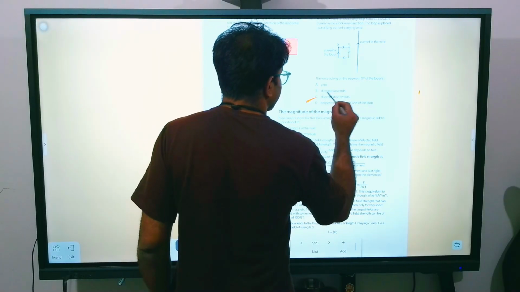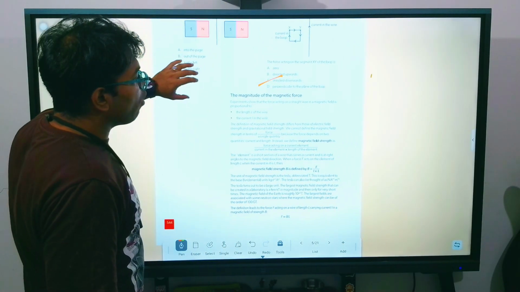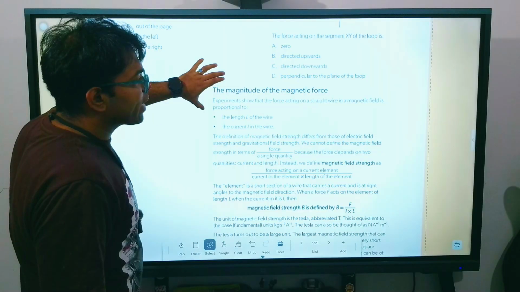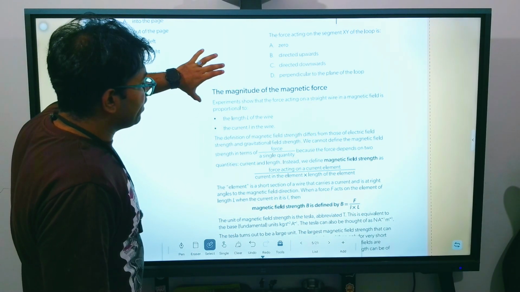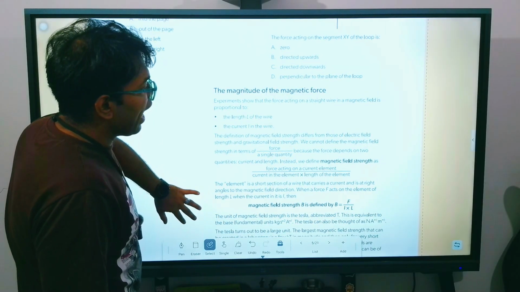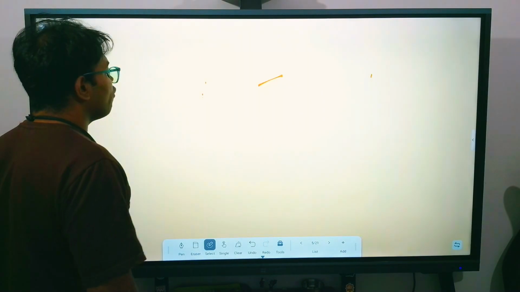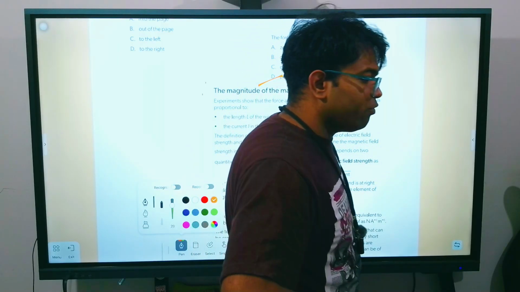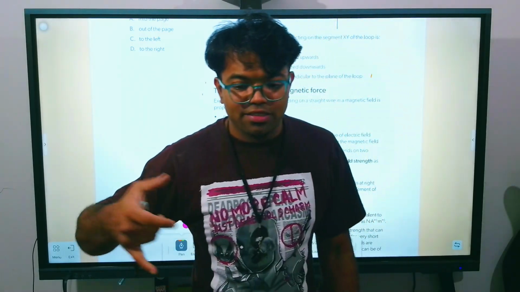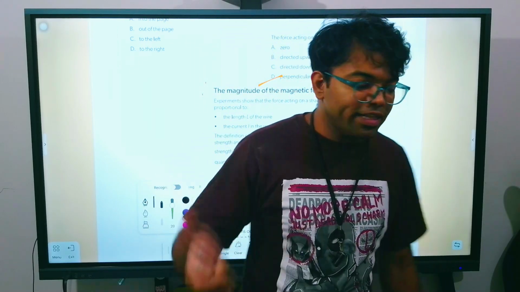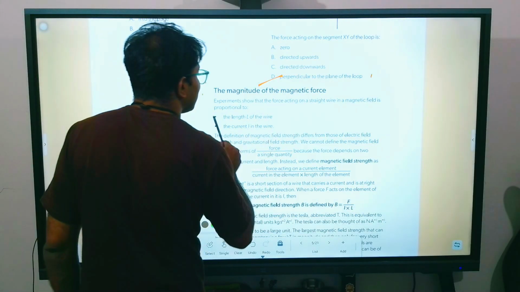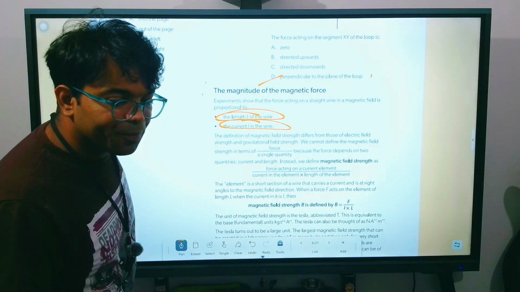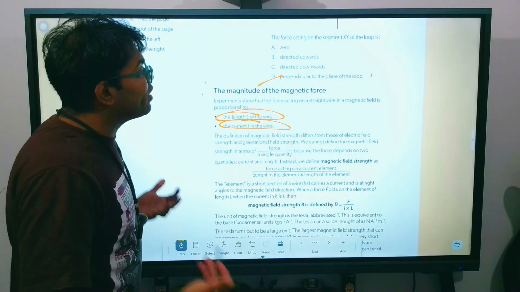Okay, directed downwards. The magnitude of the magnetic field. Experiments show that the force acting on a straight wire in a magnetic field is proportional to the length and the amount of current that is flowing through the conductor. So if you want to increase the magnetic field, what do you do? You either increase the strength of the current that is flowing in the conductor, or you increase the length of the wire. Both things will allow us to increase the magnetic field strength.